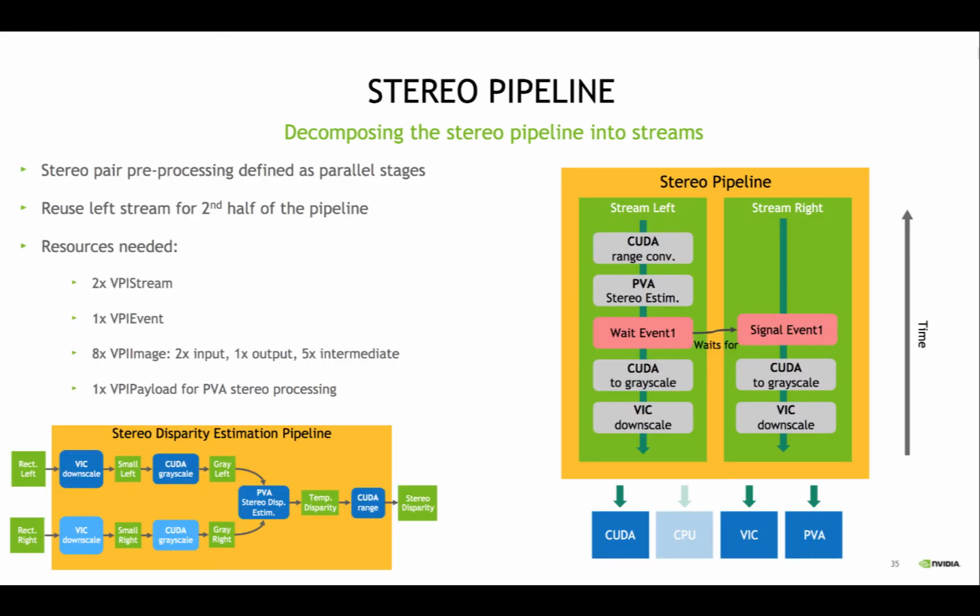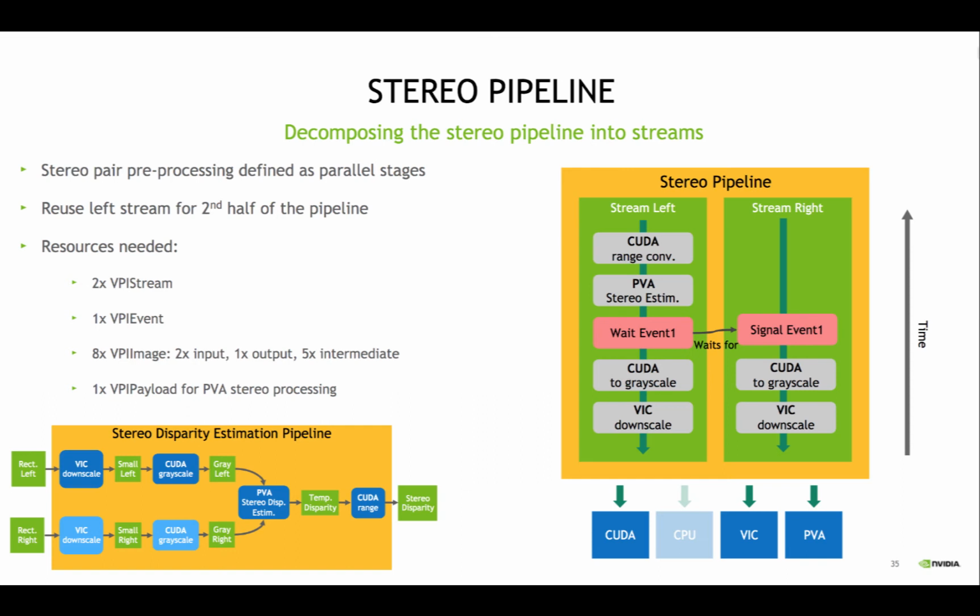The first step in implementing the pipeline is decomposing it into streams. Since we have two parallel branches, that will translate into at least two VPI streams, aptly named left and right streams. In the bottom left corner, we have our little cheat sheet that we'll use throughout this example to help us know where we are during implementation.